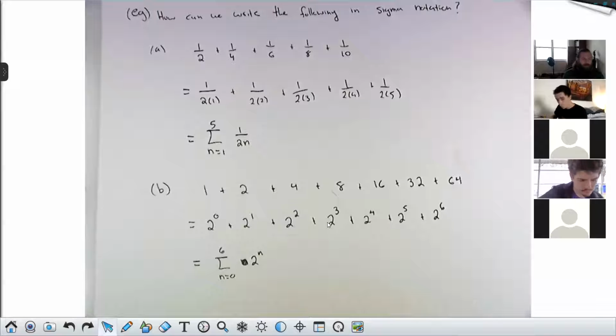Are there any questions about how to use this notation or what this means? How to go back and forth from this to this?